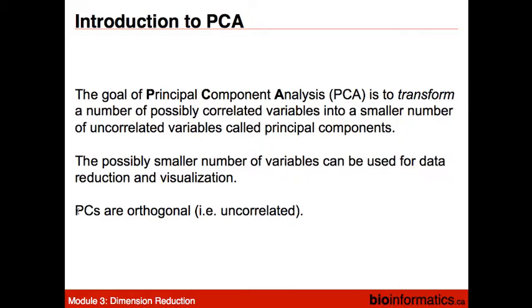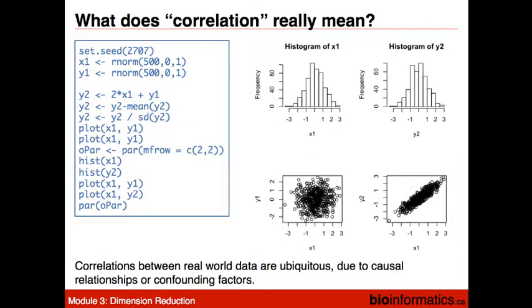The idea is to use this mathematical procedure, principal component analysis, to transform the data into these so-called PCs, or principal components, that are orthogonal to each other, i.e., they are now uncorrelated. So here's the deal about that. Never mind the code, we're going to reproduce that in code.